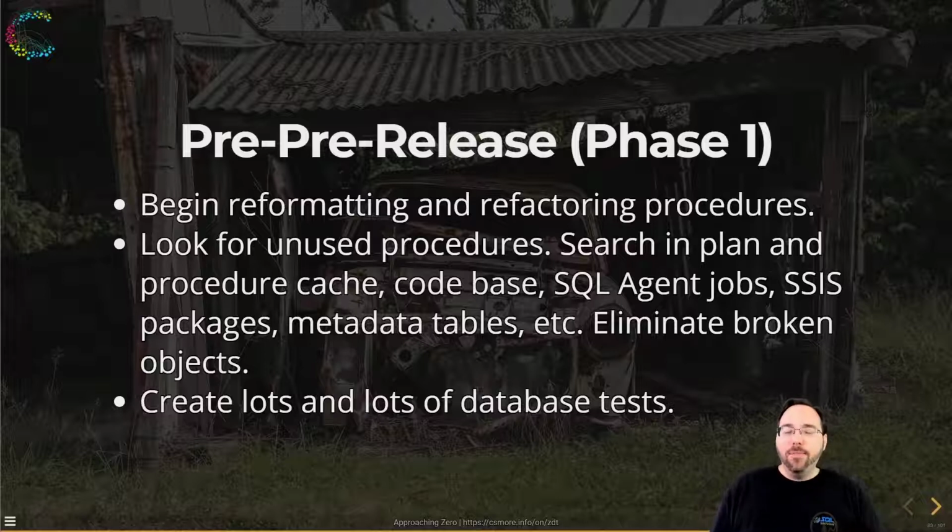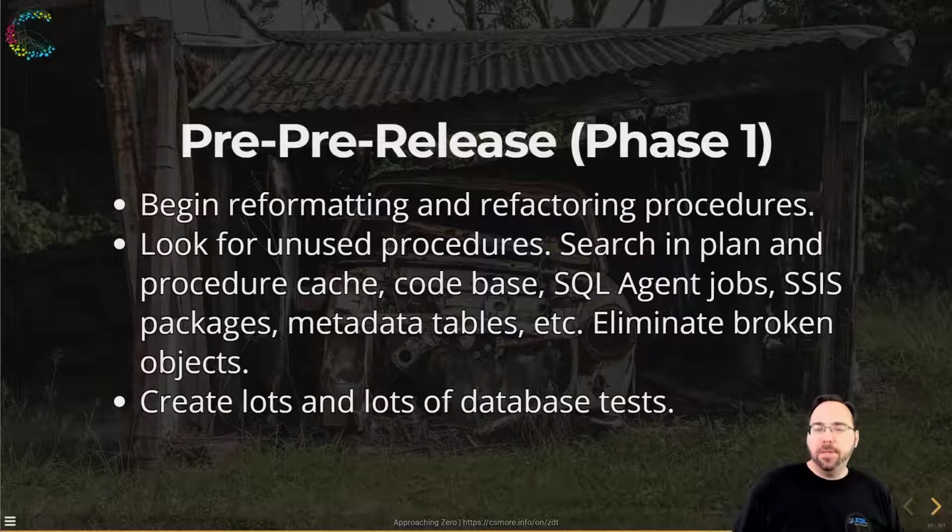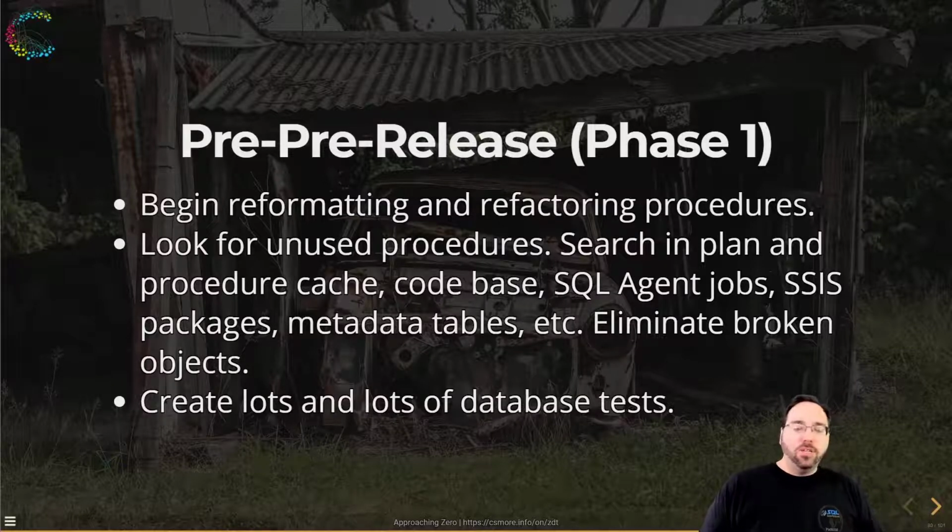Now, if an object is broken, like if I try to query a view and it returns an error, that is obviously not in use, because otherwise it would have been fixed. So we're able to drop some of those broken views, broken functions, broken procedures. Those were obvious candidates that, okay, well, this stuff's not working. It's not actually being used.